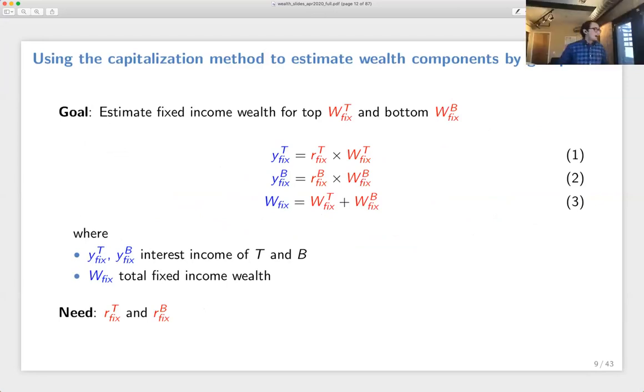Cool, great. Okay, so let's generalize the model a little bit. We're going to consider two groups, the top and the bottom. We'll focus again on fixed income wealth. For top fixed income, you have the relationship between wealth and the rate of return on that fixed income. It's going to be group specific. You have the same for the bottom. And then aggregate wealth is going to be equal to the sum of top and bottom. So blue are going to be things that we observe, red are going to be things we don't. 3 equations and 4 unknowns. So to make progress in actually estimating and solving this equation, we need some assumptions or some new data.